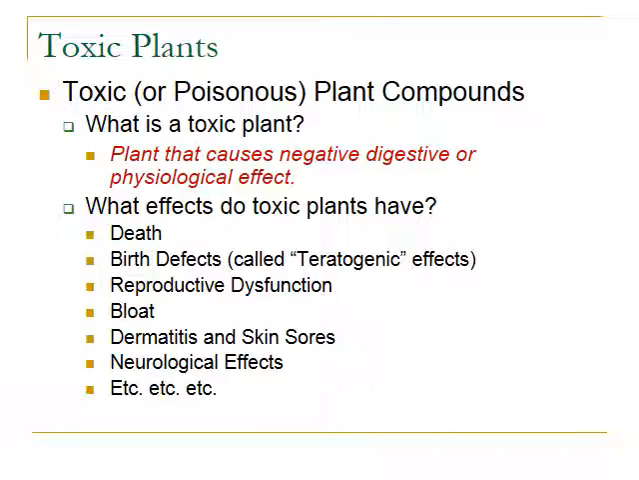Crooked calf disease is a compound that causes young calves or lambs to have frozen joints. That's a teratogenic effect. So things that are birth defects are teratogenic effects. It could be reproductive dysfunction, it could be bloat, it could be compounds that affect the skin in dermatitis or sores, neurological effects such as animals that tend to go crazy or are shaking. All of those are symptoms of toxic plants, and the variety of things that can happen to animals when they eat toxic plants is wide. We'll go through some.